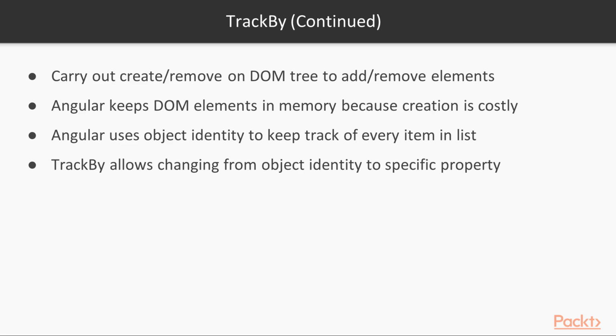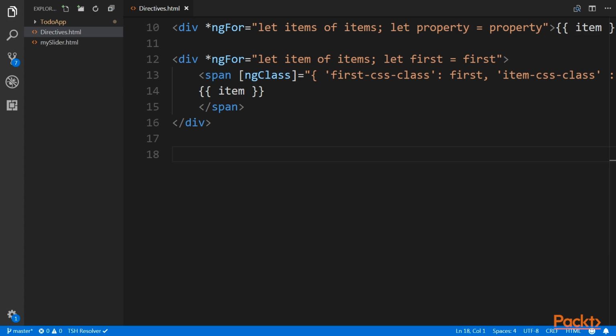Angular deals with this by keeping DOM elements in memory because creation is costly. Internally, Angular uses something called object identity to keep track of every item in a list. trackBy, however, allows you to change from object identity to a specific property on your item. Let's add the code to illustrate this better.